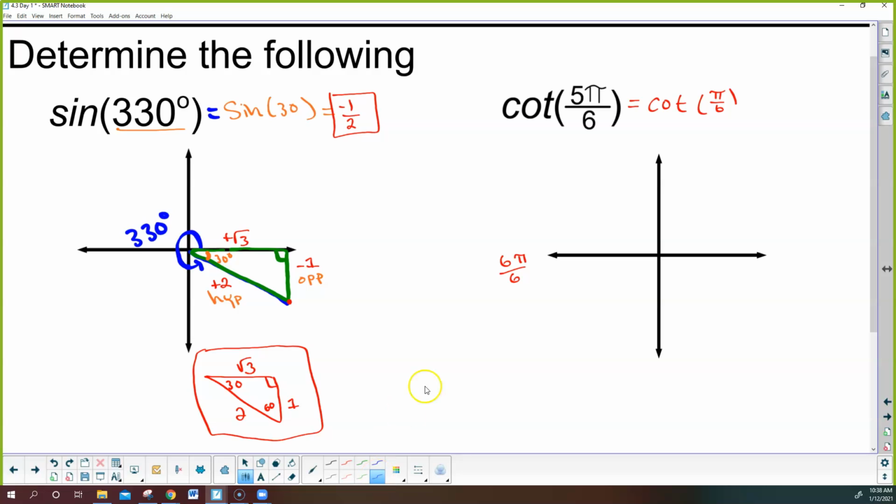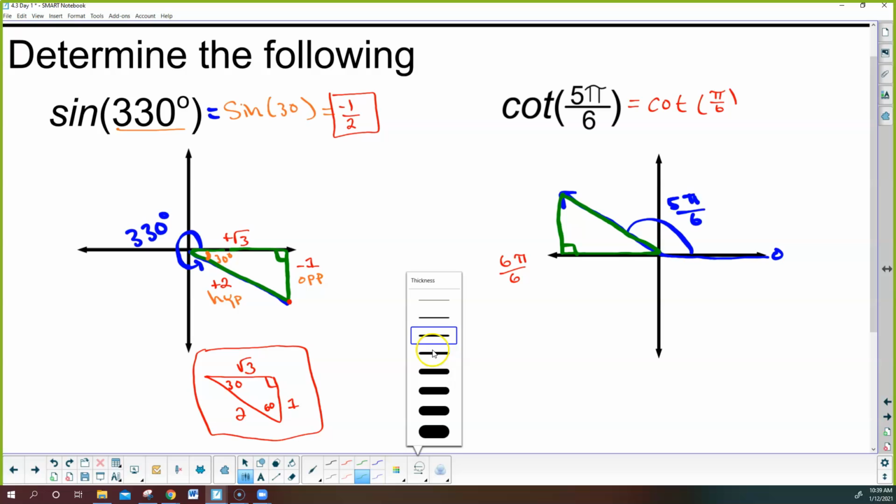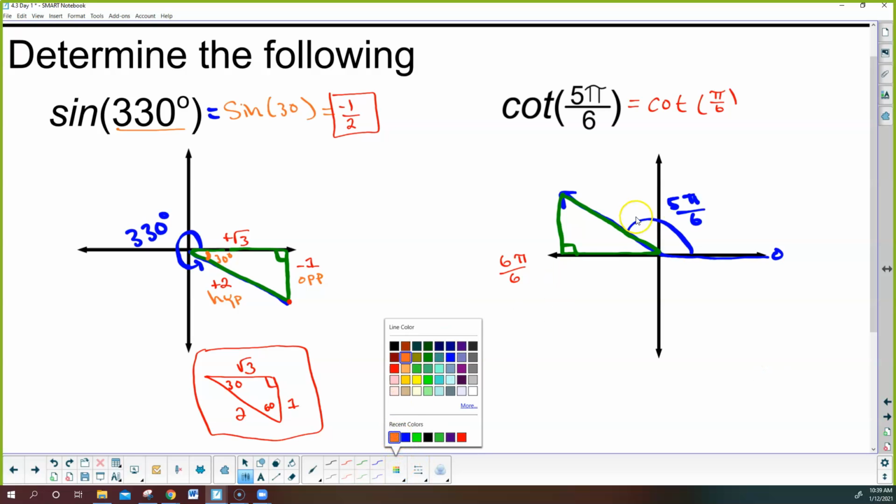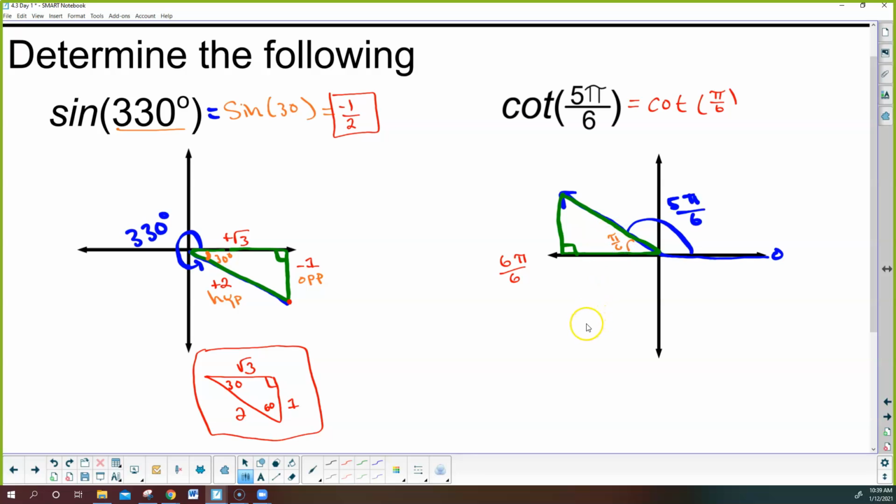All right, so let's look at what this would be. We're going to start here at our initial side at 0, and I'm going to graph all the way until I get to where 5π/6 would be. This blue angle, it's positive, so we're going in the counterclockwise direction. And I'm going to stop 1π/6 short of reaching halfway across the circle. Well, that 1π/6 is my reference angle.